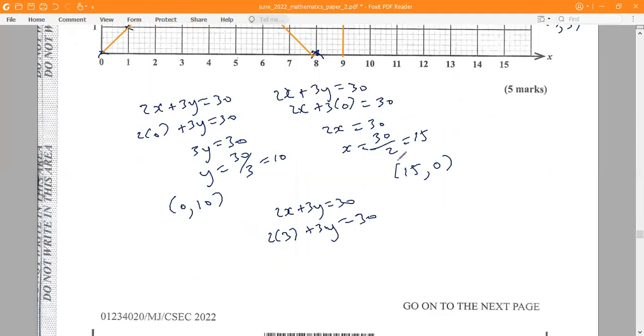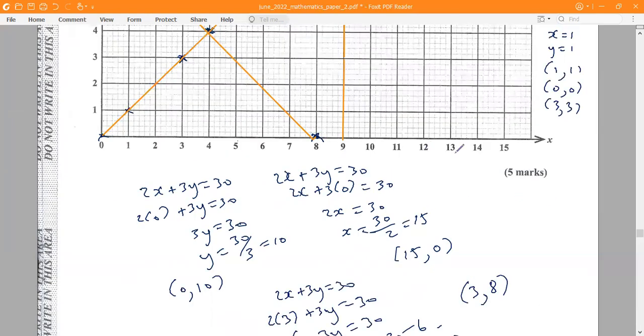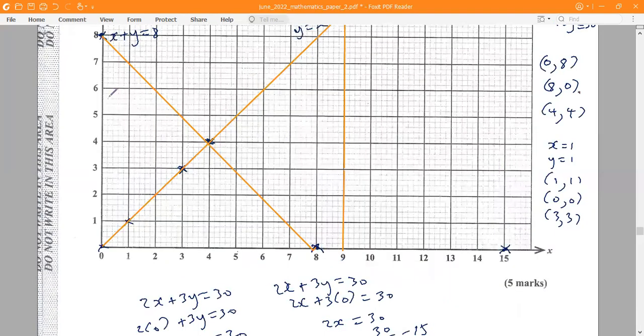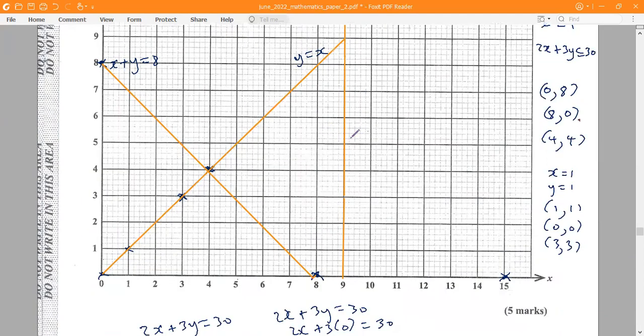All right, so 2 3s are 6. 30 minus 6, and y is equal to 24 over 3. We get 8. So we have the point (3, 8). So we have 3 points: (15, 0), which is here, and we have (0, 10), which is here. And then we have (3, 8), which is here.